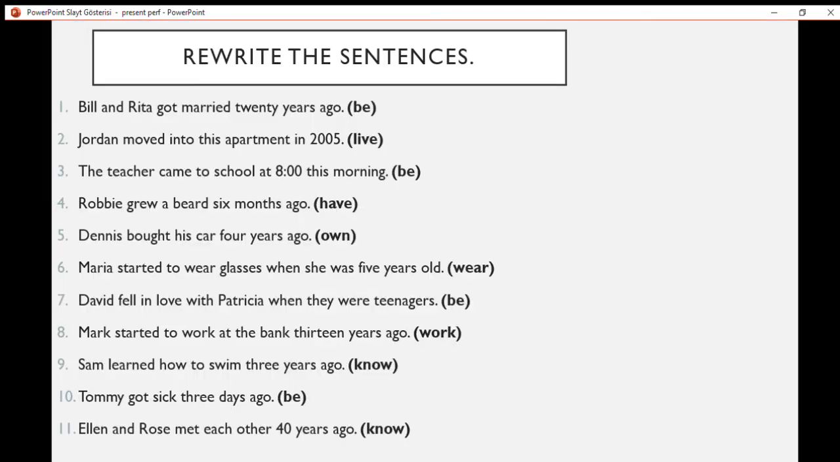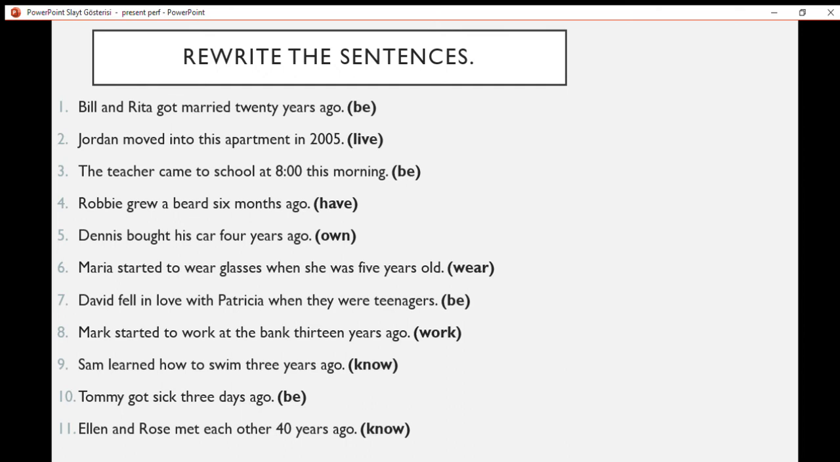Here, we are asked to write the sentences again, using the verbs given in the parentheses, in the brackets. I'm going to do the first one as an example, and then you're going to give yourself 15 minutes and try to rewrite the sentences using the words in bold in parentheses. So, Bill and Rita got married 20 years ago. And they are married now because they got married 20 years ago.